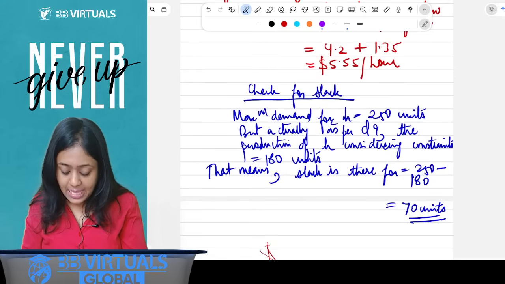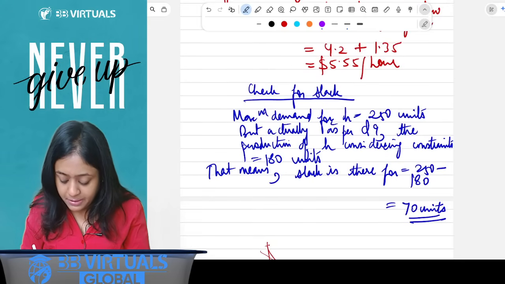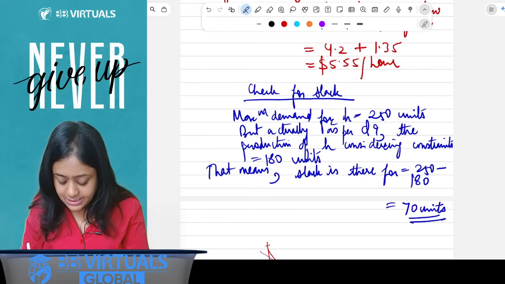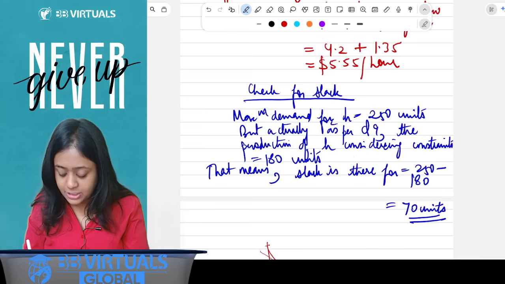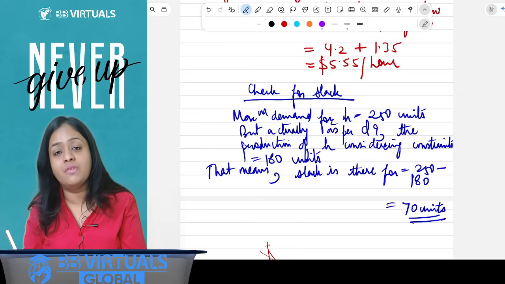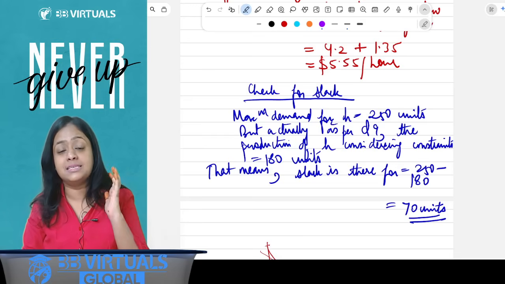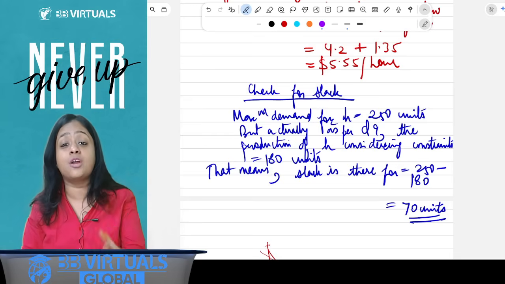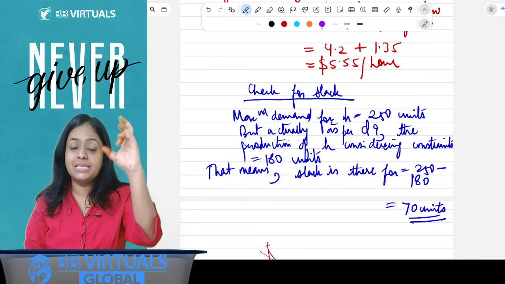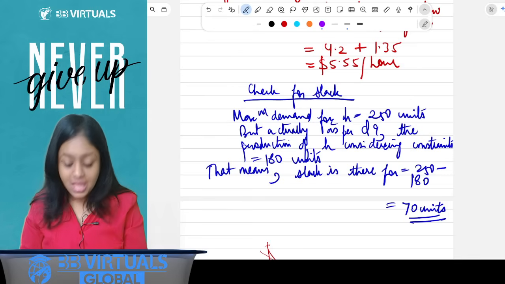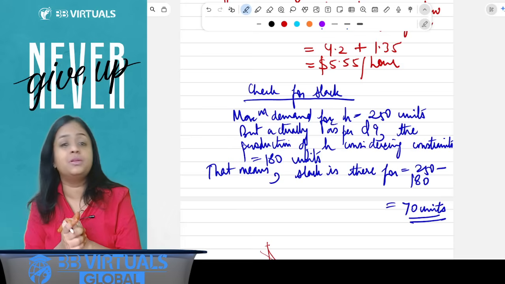Okay, just one example for slack. Maximum demand for H is 250 units, but actually as per this, the production of H, considering the constraint, is only 180 units. So production we have done only for 180 units, capacity is 250 units, so we have a slack of 70 units. That means H has an extra capacity, extra hours of 70 units. I hope I'm absolutely clear with this summary.